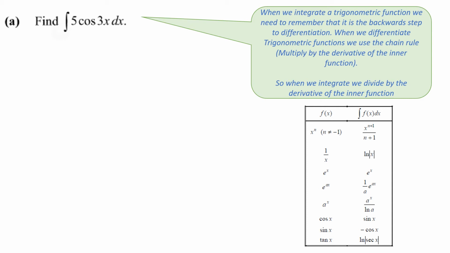But since this is cos 3x, so it's not just cos of x, we need to make sure that we divide, because we're integrating, by the derivative of the inner function. So the derivative of 3x means we're going to divide by 3. So this turns into 5 over 3 sine of 3x. But again, remember, this is an indefinite integral, which means it doesn't have limits of integration. It means that this needs a constant. The constant of integration is omitted in the log table, so make sure you add your plus c there in the end, and that's it.